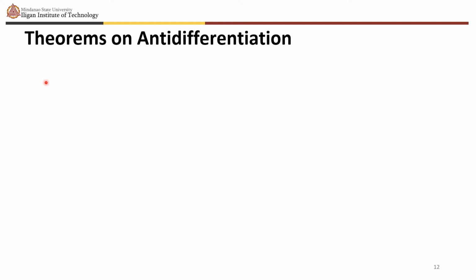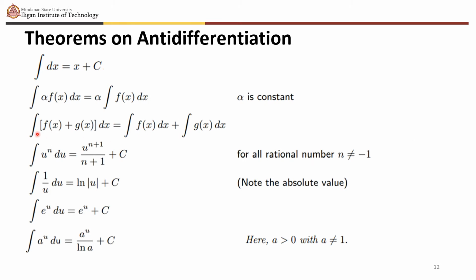Here are the theorems on anti-differentiation. We have the integral of dx is equal to x plus c. The integral of alpha times f of x dx is equal to alpha times the integral of f of x dx, since we can take the constant alpha outside the integral sign. The integral of f of x plus g of x dx is the integral of f of x dx plus the integral of g of x dx.